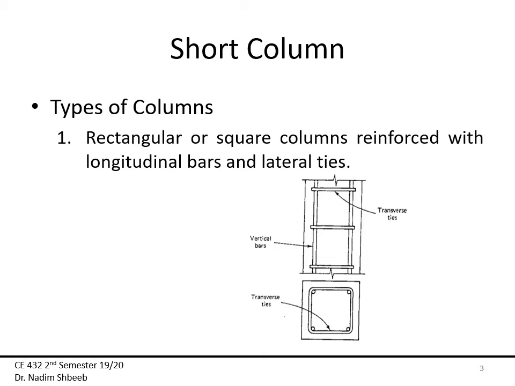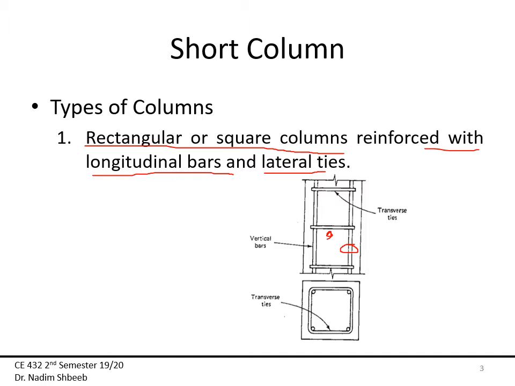Types of columns. When I said two types, short or long, that depends on the functionality of the column. Then we have types depending on the cross section and depending on how it is laterally reinforced. The first type is what we call rectangular or square columns, and that's reinforced with longitudinal bars and lateral ties. This is your longitudinal bar and these are your ties.